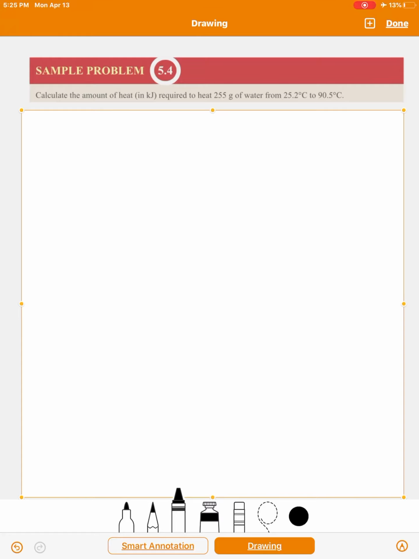Okay, here's sample problem 5.4. Calculate the amount of heat in kilojoules, kJ, required to heat 255 grams of water from 25.2 degrees Celsius to 90.5 degrees Celsius. Okay, it's water, and we're calculating heat.